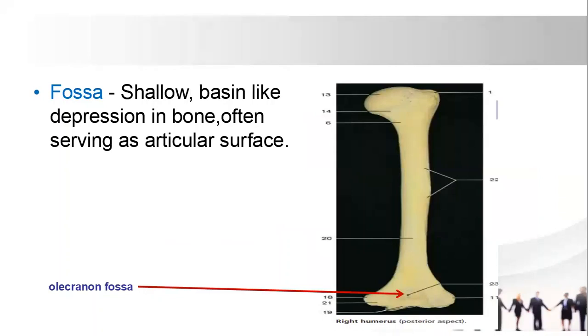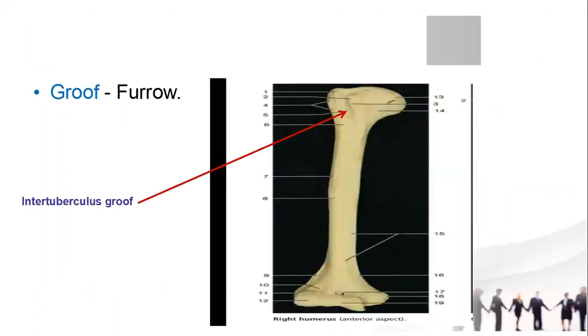We have a fossa. A fossa is a shallow basin-like depression in a bone, often serving as an articular surface. For this case, we have the olecranon fossa, where the olecranon finds its way. The olecranon is found on the other bone, the ulna, on the proximal aspect of the ulna.